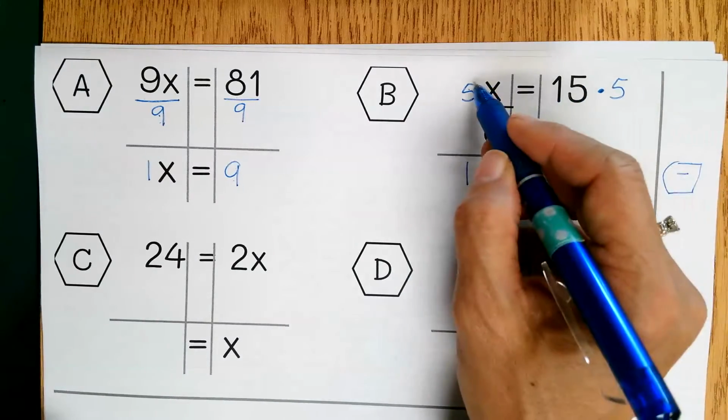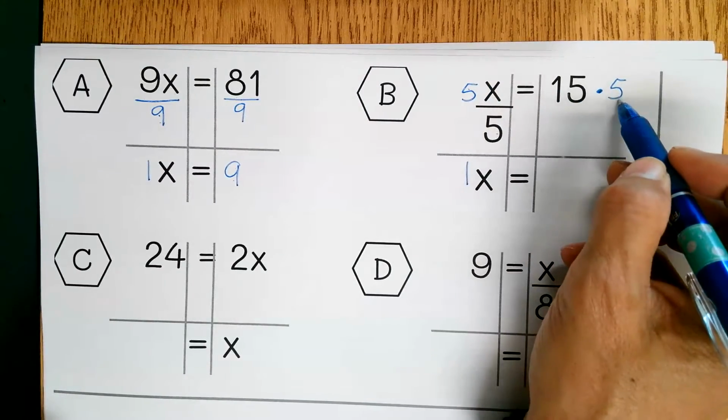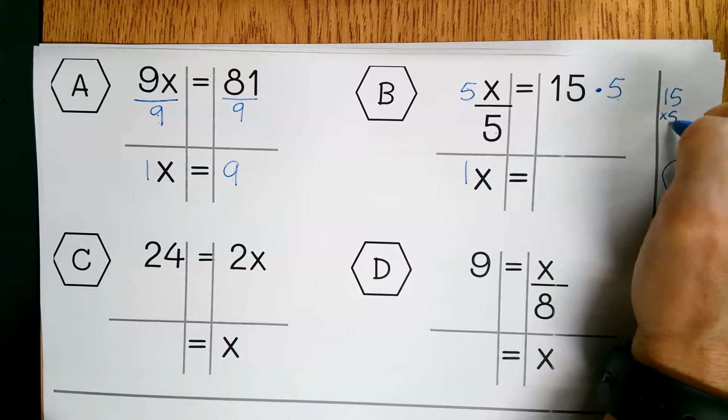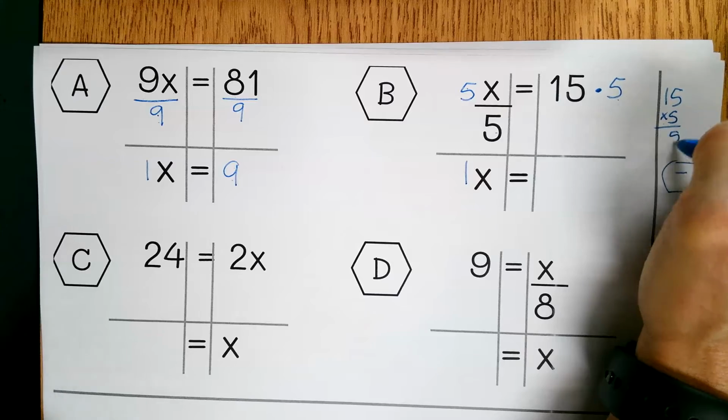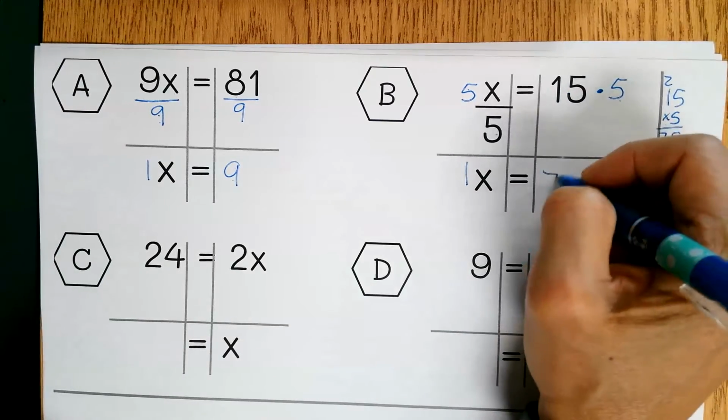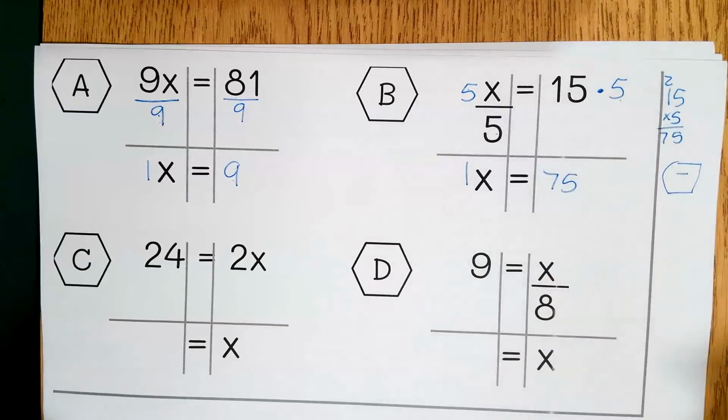15 times 5, I'm not sure, so I'm going to go off to the side, or you can use your calculator. 5 times 5 is 25, and 5 times 1 is 5 plus 2 is 7, so 75. So your x equals 75.